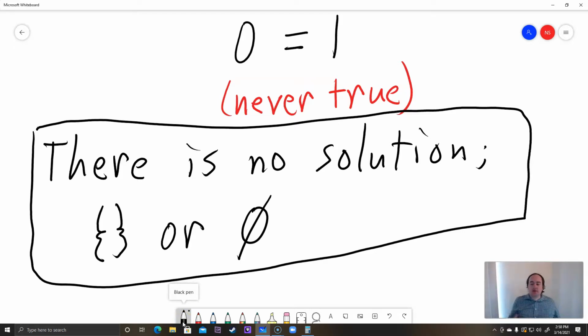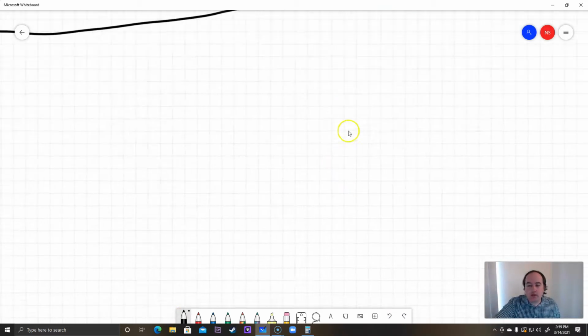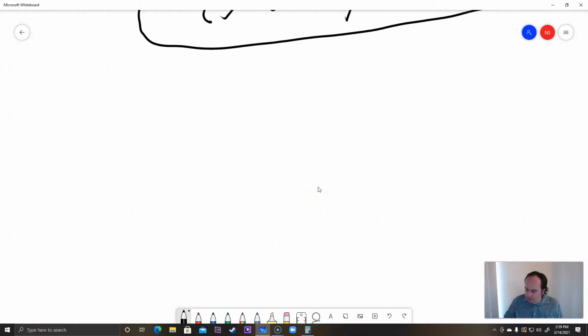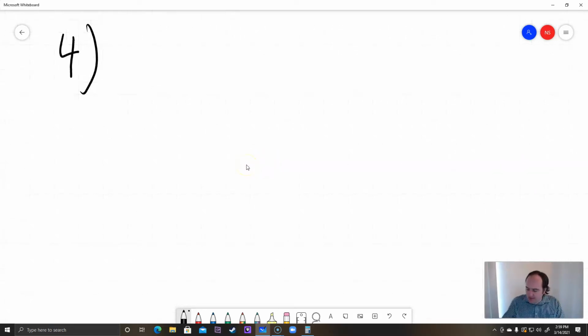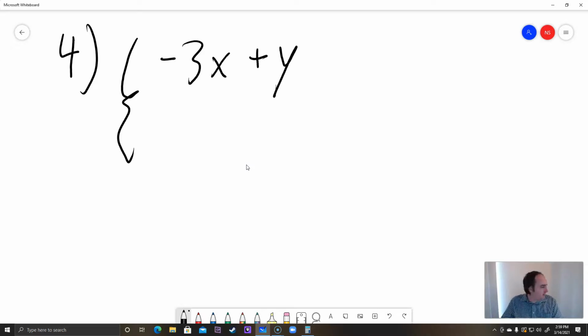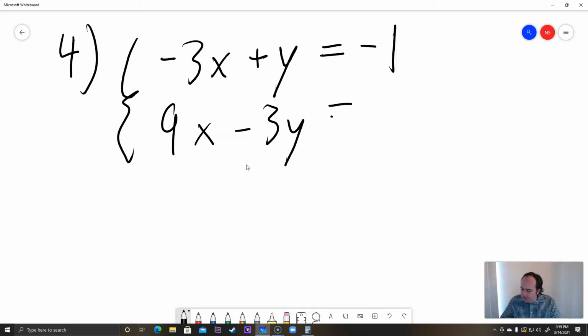Basically the same idea as what we did on the last video. Okay, and I wanted to do one more example. So this is going to be example number 4. For example number 4, we have a system of equations. The top equation is negative 3x plus y equals negative 1. And the bottom equation is 9x minus 3y equals 3.